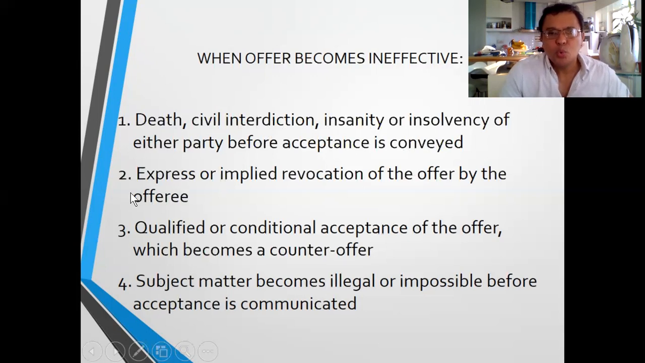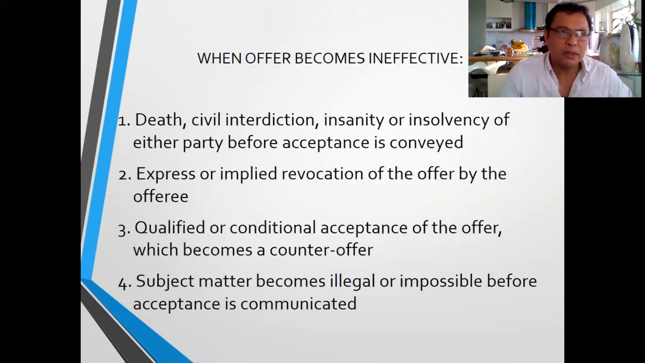So number 2, when there is express or implied revocation of the offer by the offeree. So there is revocation by the offeree. Then qualified or conditional acceptance of the offer, which becomes a counter offer. So that is shown in the diagram, a counter offer. Number 4, when the subject matter becomes illegal or impossible before acceptance is communicated.